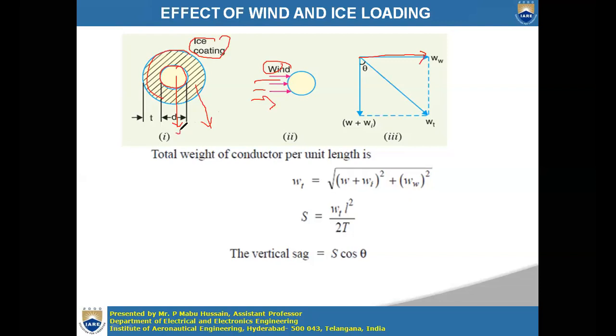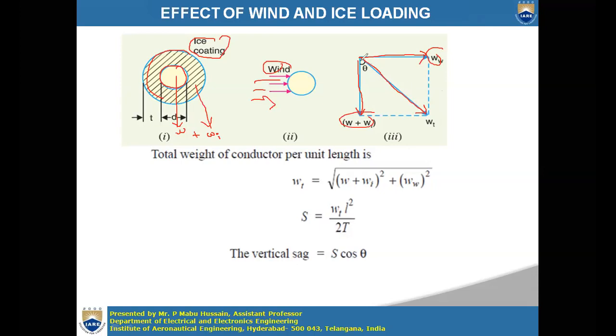So this is the weight of the conductor and this is the weight of the ice. Some of these two will act vertically downwards. So in the vector diagram, we represent it like this. If you consider total conductor weight, ice loading and the effect of wind, then the total weight of the conductor is the sum of this plus the vector sum of this plus this, which is WT.